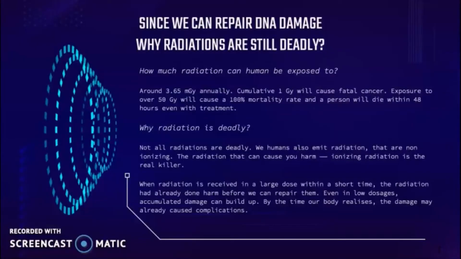Thank you, Selma. So I'm Joey. Let us continue. Since DNA damage can be repaired while radiation is still deadly, annually humans can only be exposed to around 3.65 milligray radiation. Cumulative 1 gray will cause a fatal cancer, and exposure to over 50 gray will cause a 100% mortality rate, and a person will die within 48 hours even with treatment.